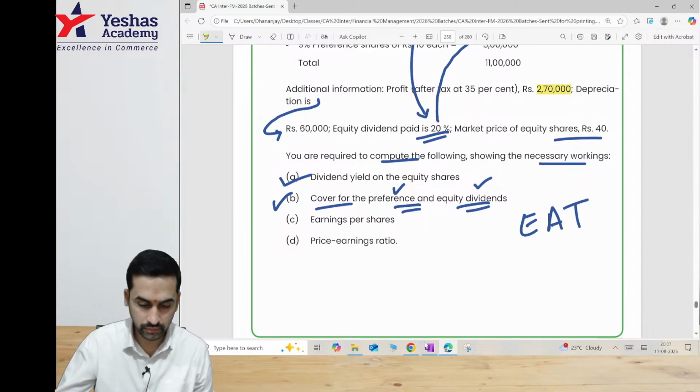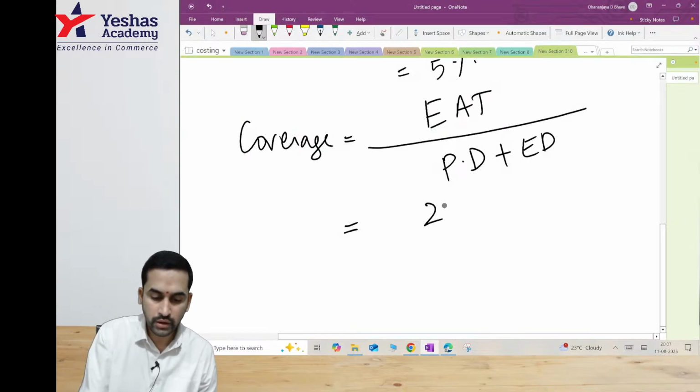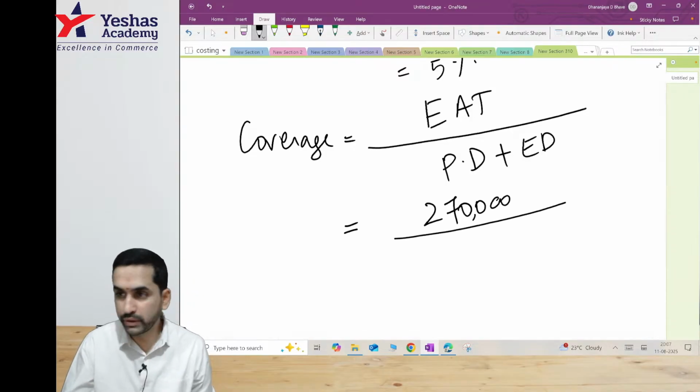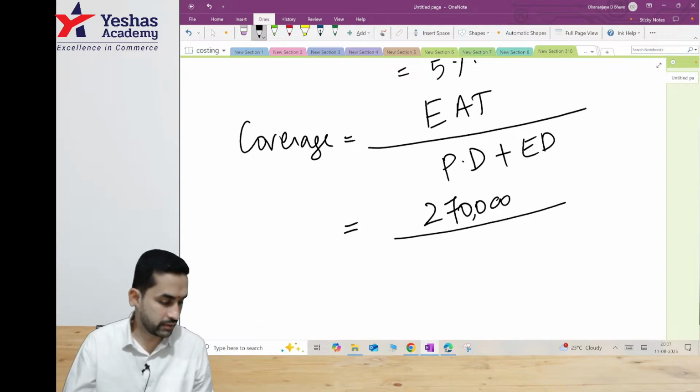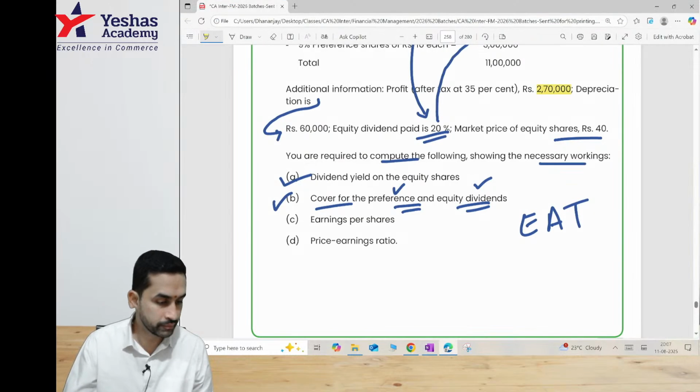2,70,000. Yes, sir. 2,70,000 to be divided by preference dividend plus equity dividend. How to find out preference dividend?